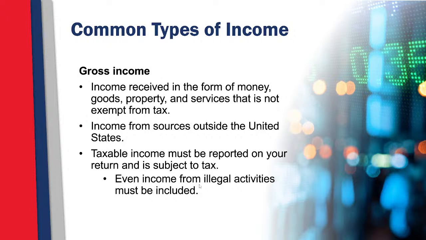Let's go back to this. Illegal activities. How did they get Capone? It wasn't over racketeering. It wasn't over bribery. It wasn't over murder. It wasn't over bootlegging. It was a tax evasion case. That's how they got Al Capone. He didn't report his income.